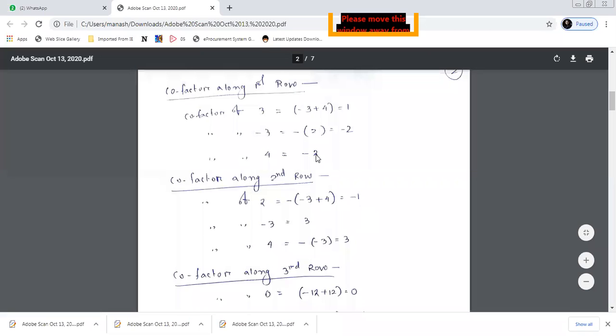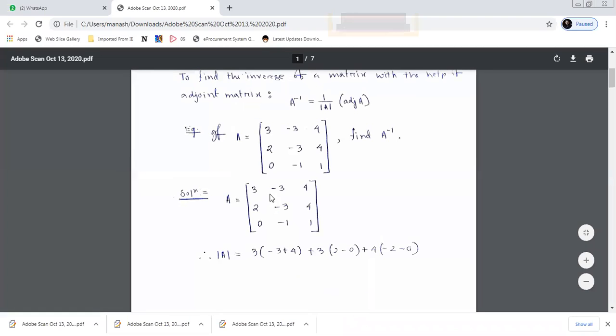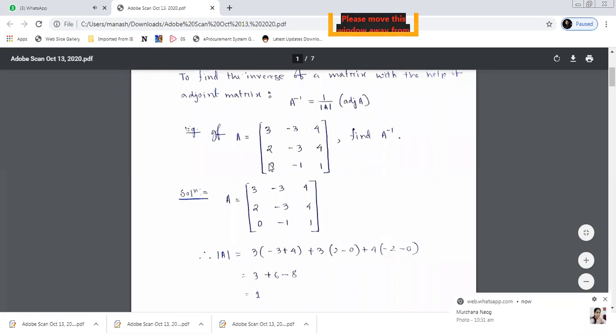Clear? Now we are going to find the cofactors along the second row. So the first one is what? The cofactor of 2. See here, you have to listen carefully to know how to find the cofactor. So the cofactor of 2. This element lies in which row? Second row. And in which column? First column. So that's why you have to exclude this entire second row and this entire first column. What is left? Minus 3, 4.